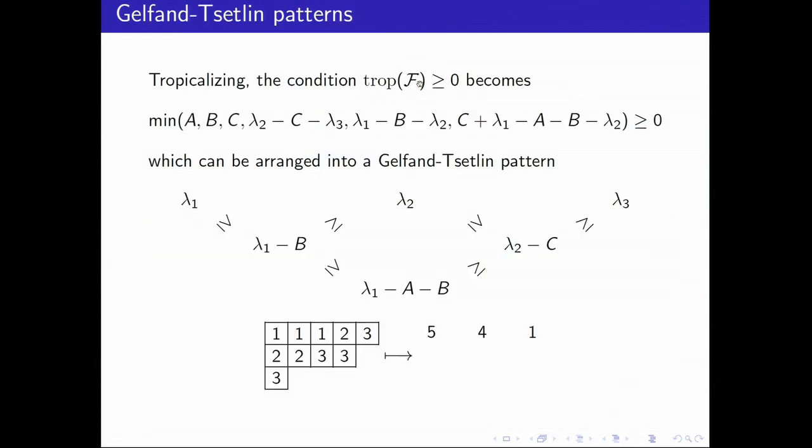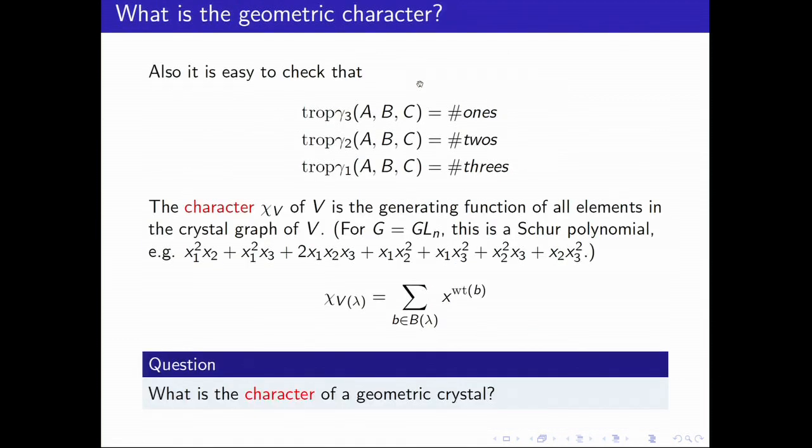You can also check that it's compatible with the weight function, so that if you tropicalize this gamma, where gamma is this diagonal 3x3 matrix, so it's got three entries, and you tropicalize each of them, you get the number of ones, twos, and threes in the tableau.